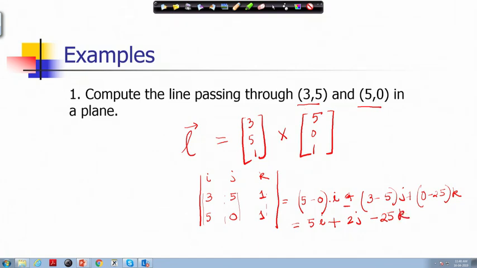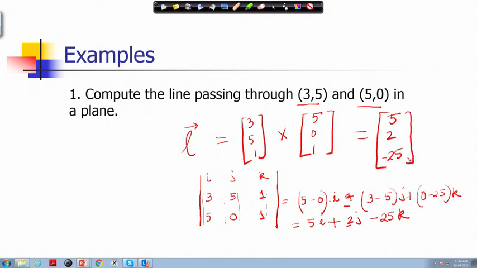I hope my computation is correct. Let me see the result, and you should also verify it. So, finally, this line is represented by a vector, as you can see: 5, 2, and minus 25.